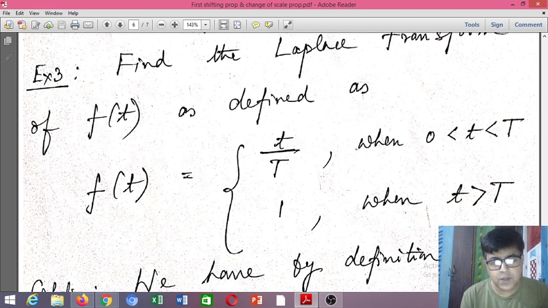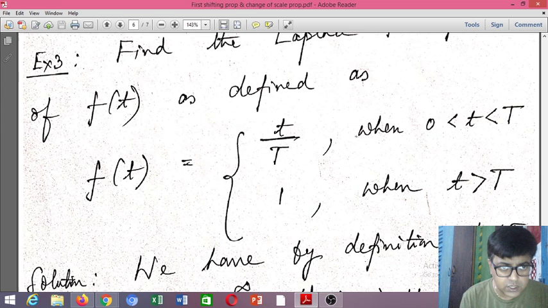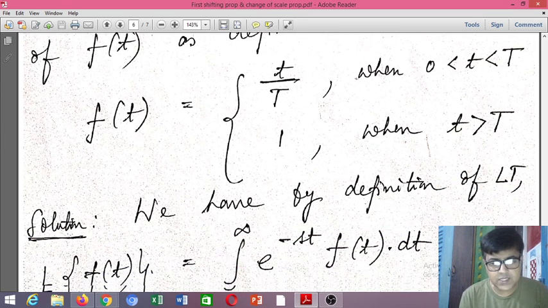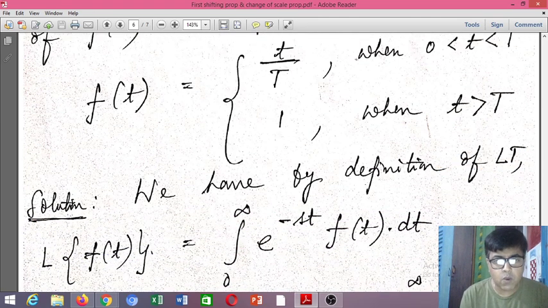So you have to find simply the Laplace transform of this function. If you start from the definition of Laplace transform, the definition says L of f(t) will be equal to the integral from 0 to infinity of e to the power minus st into f(t) dt.